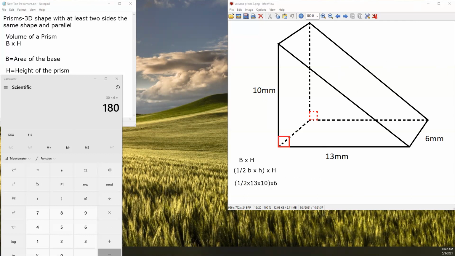But once we're there, we're done. Just plug this in, right? So 1/2, 1 divided by 2 equals 0.5 times 13 times 10. And then we did all that in here, so then we go to the outside, times 6. And we're done. Volume equals 390 millimeters cubed.